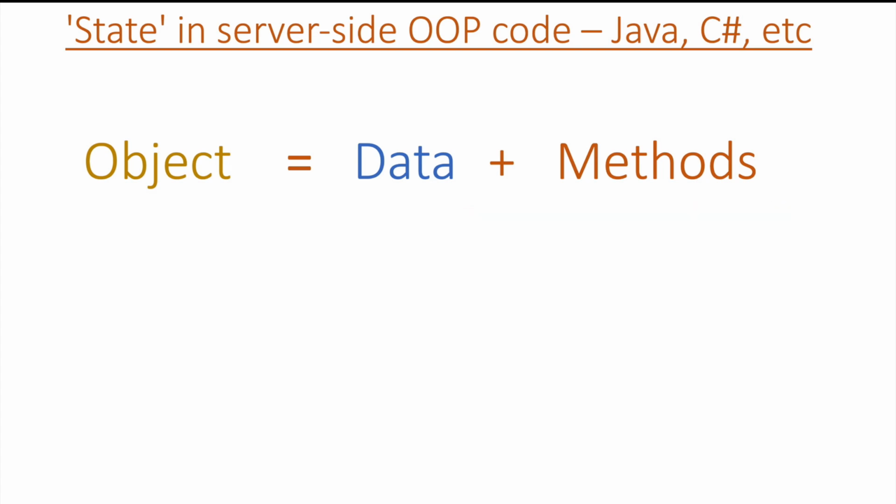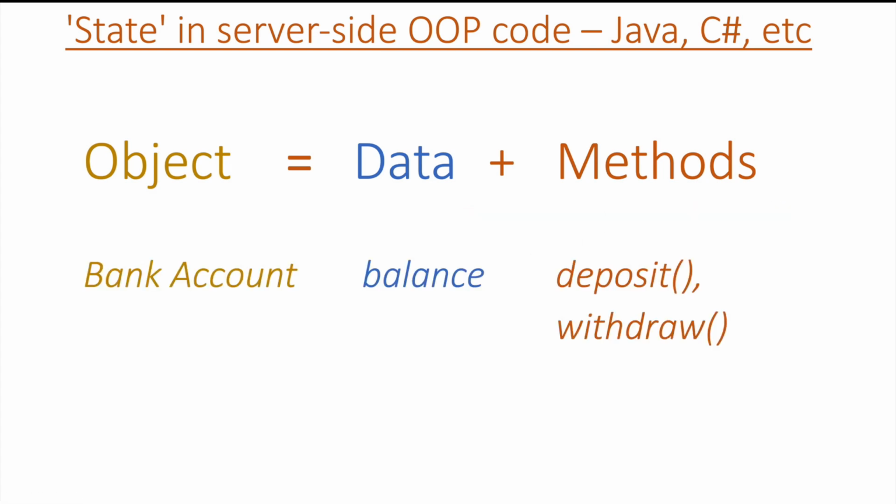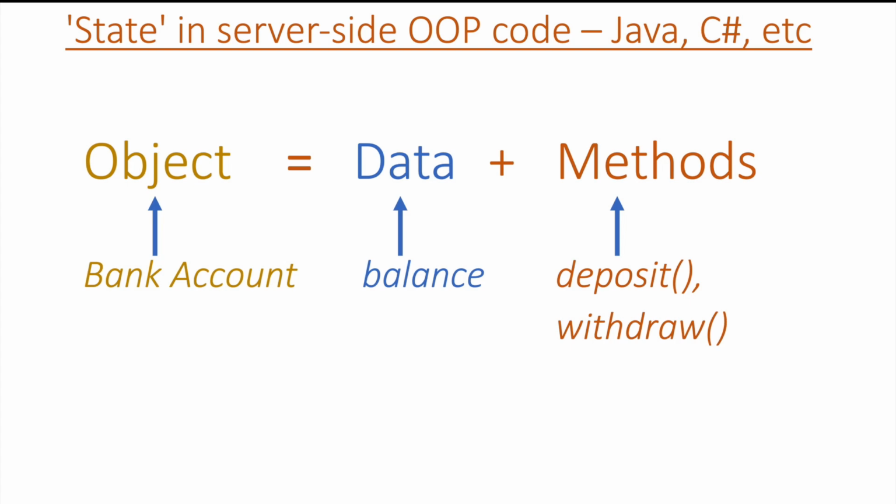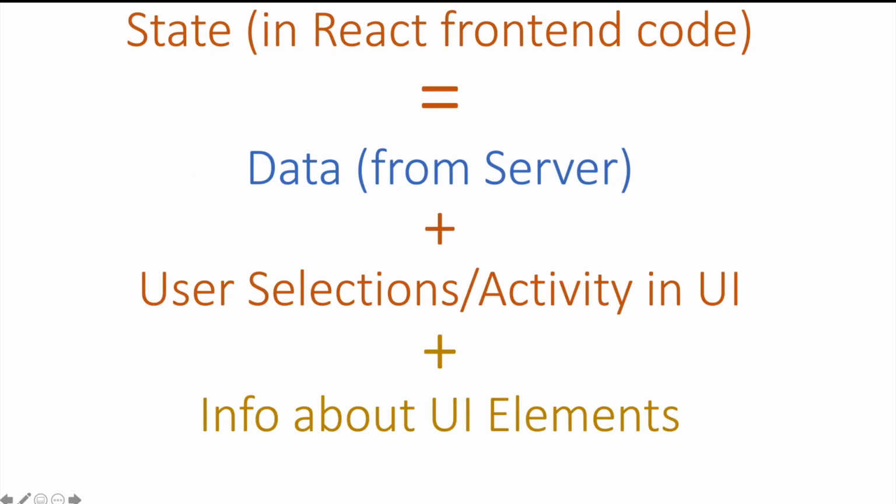So for example, my bank account can be considered an object and my balance can be considered as data, and the methods that modify my balance, deposit and withdraw, can be considered as methods. And this data over here is what is typically referred to as state, and the methods over here are typically referred to as behavior. So the point to note is that in server-side OOP code, data is typically referred to as state. Now let us discuss what state means in React front-end code.